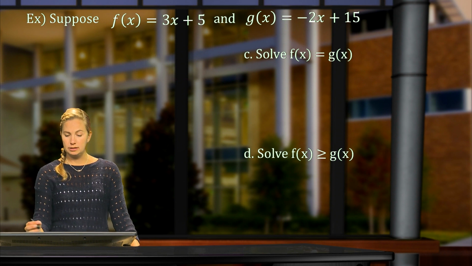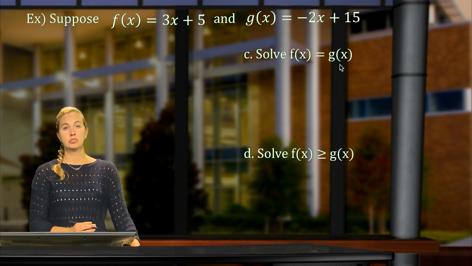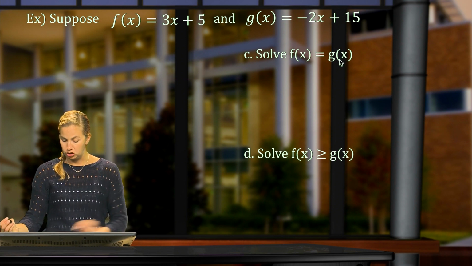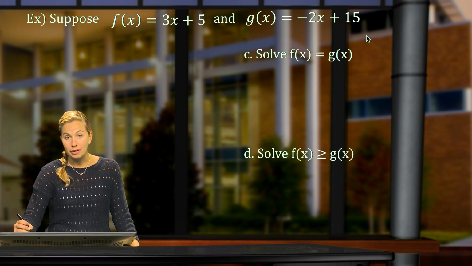Using the same functions, let's solve where f of x equals g of x. This is where the y value of this function is equal to the y value of this function, which is the same thing as their point of intersection.